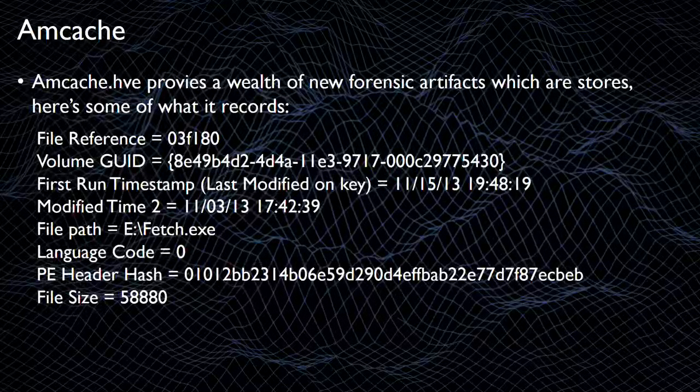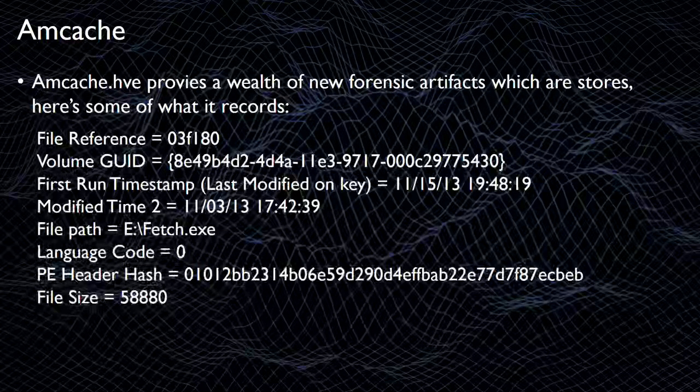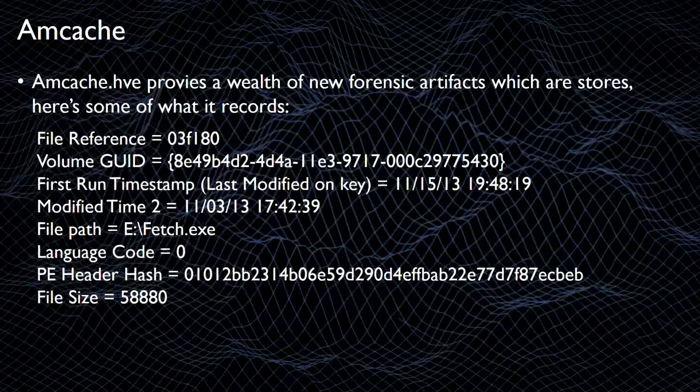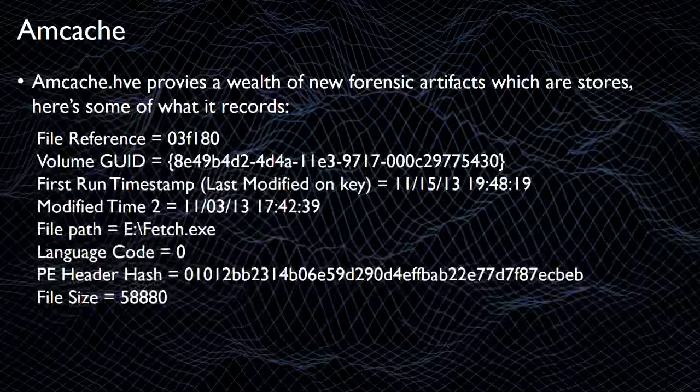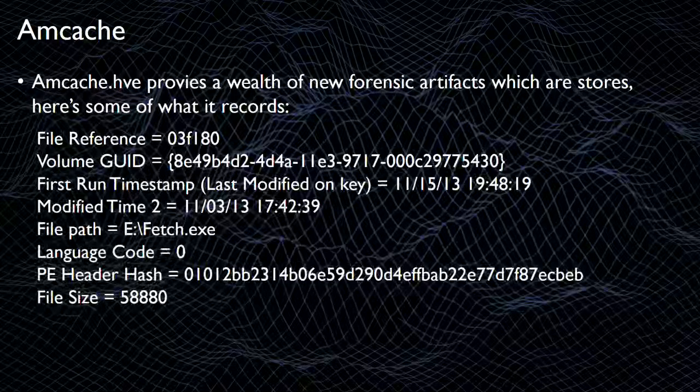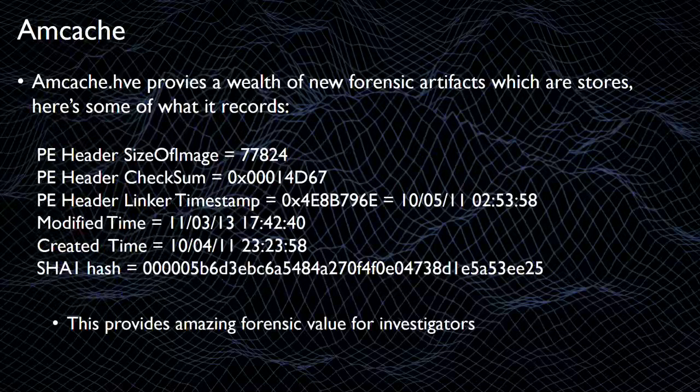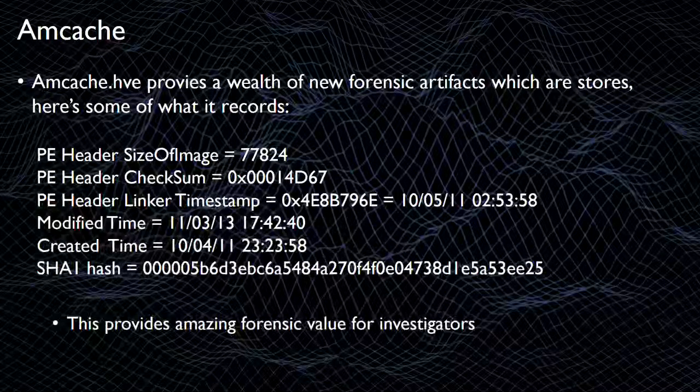Here's an example of what it stores. This is an output from a script by Yogesh, an awesome forensicator who does a lot of research. I think he was one of the first people to reverse engineer this artifact when it showed up in Windows. So you'll see it stores some information that may or may not be useful, like file reference, volume GUID, file path, language code. But you've got the path, the modified time, a PE header hash, and the file size. The file might not even be on disk anymore, and you have this. And then you also have more stuff about the PE header, modified and created time.